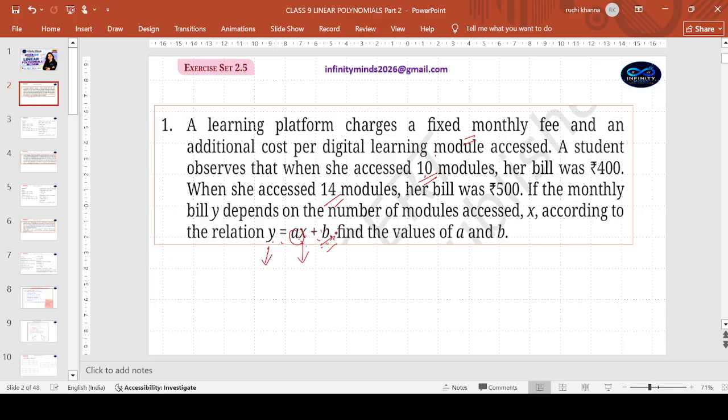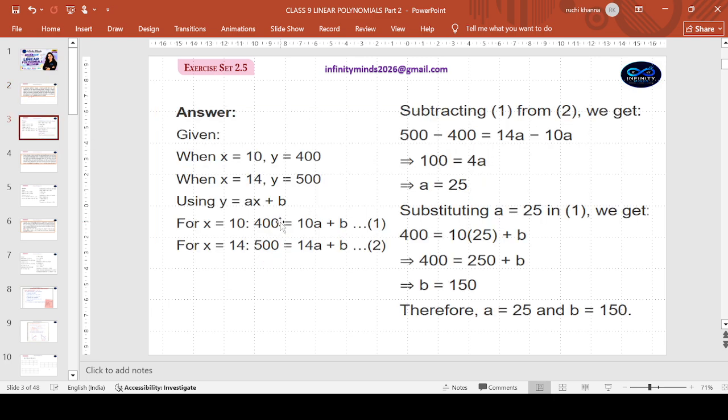So if 10 modules, x takes the value 10 as the modules is x. So 10a plus b will give me 400, and 14a plus b shall give us 500. When x is 10, y becomes 400. As per the value of x, y will be made, and so on. So we are able to create two equations.